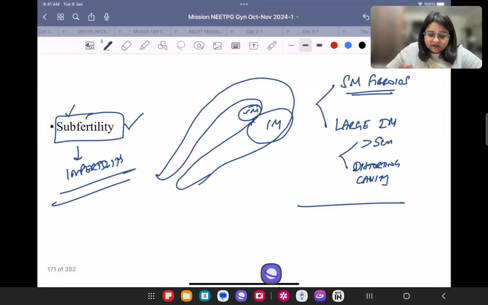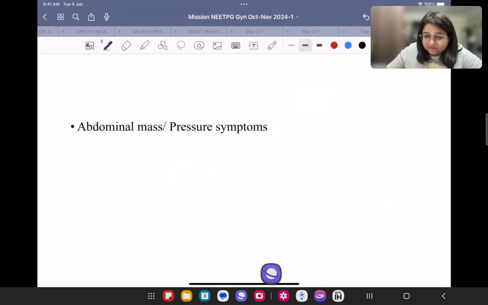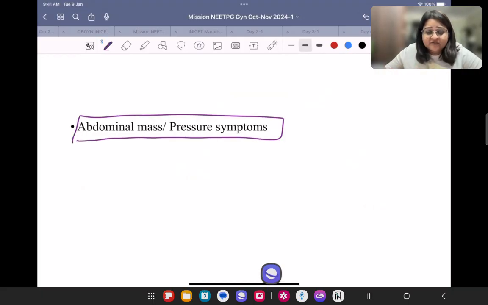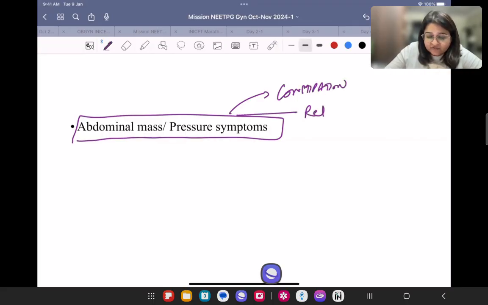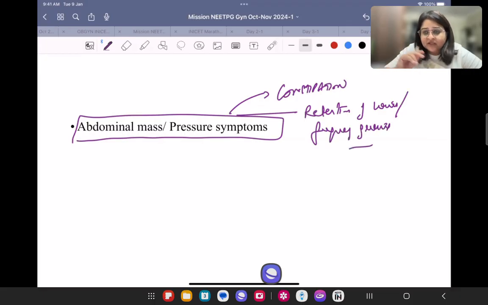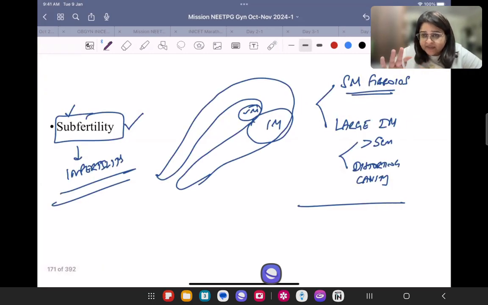Okay, coming to other symptoms. So the patient may present, if it's a very large fibroid, with a mass per abdomen. If it's towards the posterior part, she may have constipation. If it is towards the anterior part, she may have retention of urine or frequency of urine, depending on where it is pressing upon. Okay, so urinary symptoms, constipation, abdominal mass, these are other symptoms that the patient can present with.